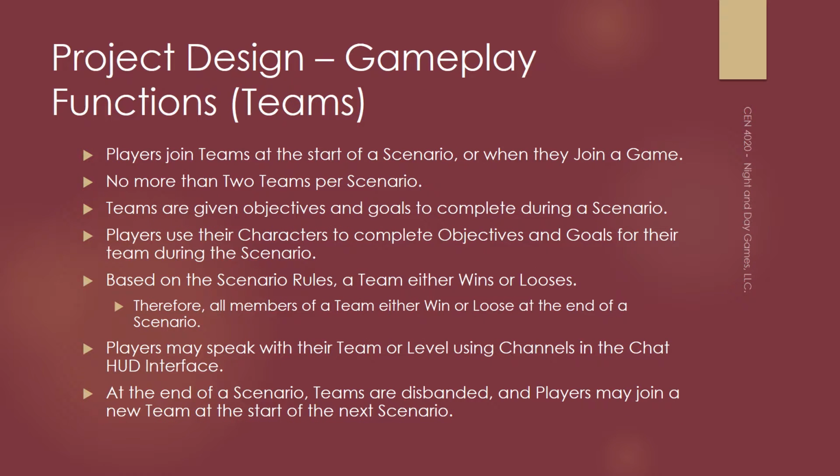When a player joins a game, the first menu they are shown is a team selection menu. They decide which team they would like to join, and they may be limited in selecting a team for fairness and balance of the scenario. A team is just a group of players who work together to complete an objective during a scenario. As part of the design, players may interact with their team members through a GUI chat window. At the end of a scenario, the team is removed and players select a new team at the start of the next scenario.